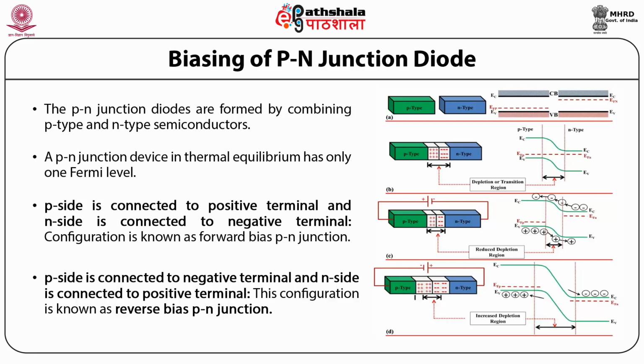Further, the majority carriers cannot cross the junction due to increased potential barrier, resulting in no flow of current. However, small current which will flow through the PN junction will be due to the minority carriers, that is, due to the flow of electrons from the P region and holes from the N region.